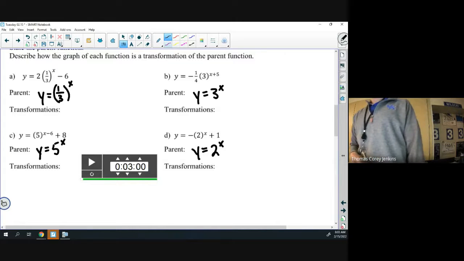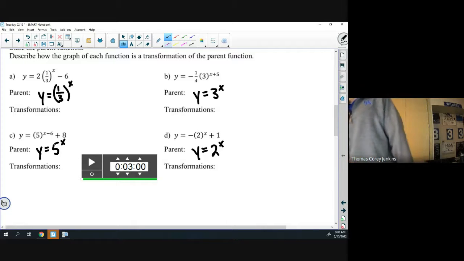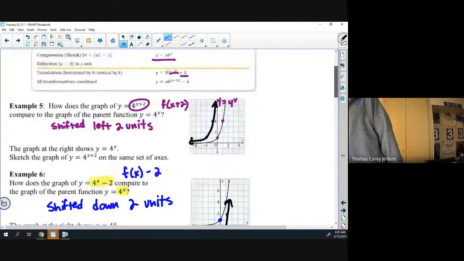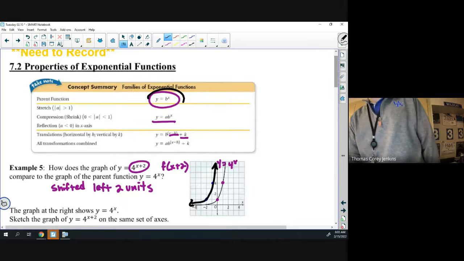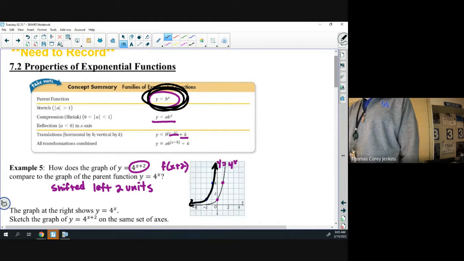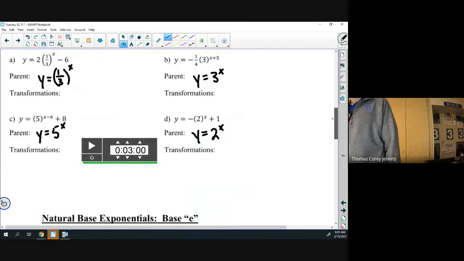No, so the parent function is always, so that -6 is a transformation. The parent function is always in this form right here: y equals some number to the power of x. Does that make sense? Everything else is considered a transformation of that.